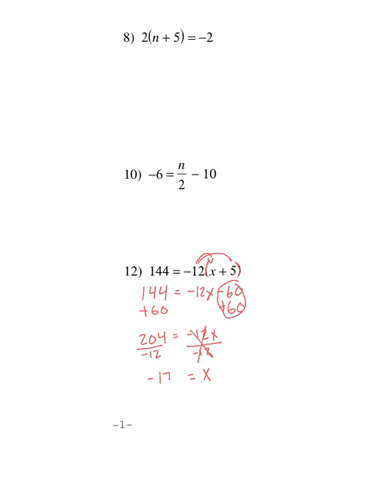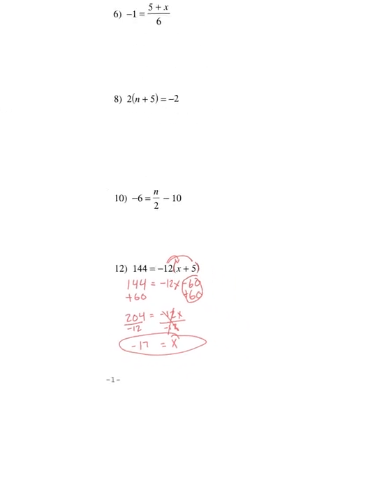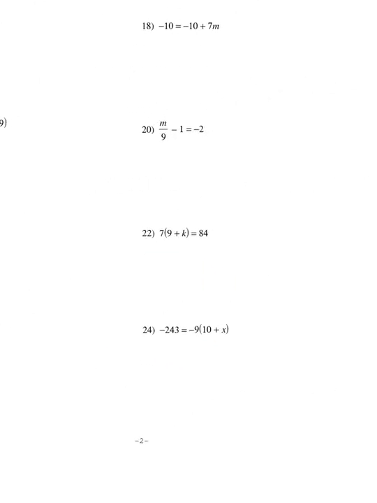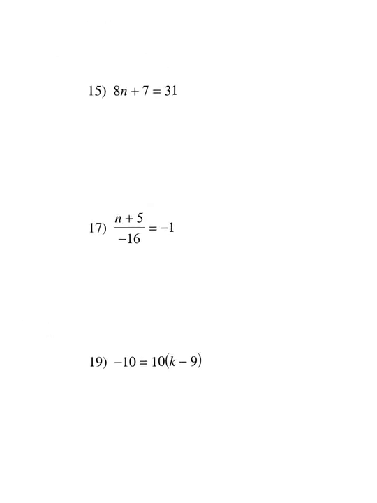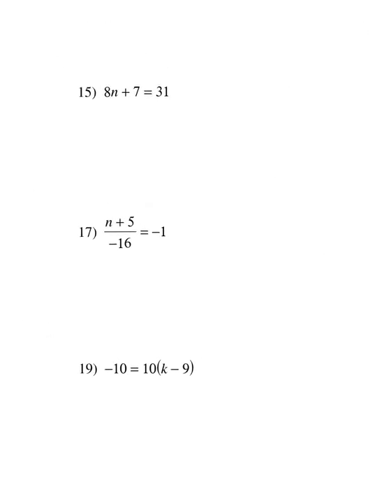All right. So one more. Let's go to the next page here. I'll tell you what, let's do number 17, just because these ones can be a little bit tricky as well. So this one, now we have n plus 5, but all of that is divided by negative 16, and is equal to negative 1. So I have n plus 5, all of that divided by negative 16 is equal to negative 1.